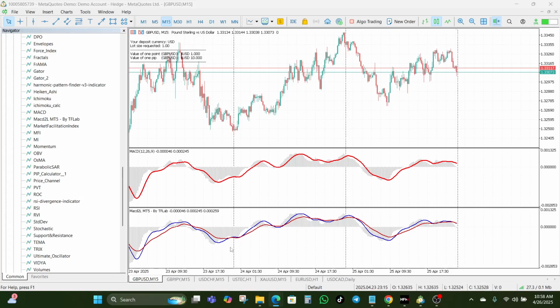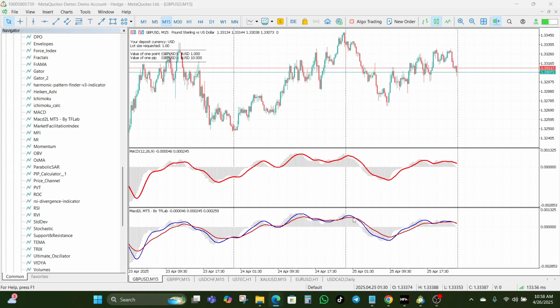Meanwhile, when the blue line crosses above the red line, it's a buy signal, especially when the crossover happens close to the zero level and both lines rise above the zero level alongside the histogram bars. So that's even a bullish confirmation. On the other hand, when the blue line crosses below the red line, it's a sell signal.